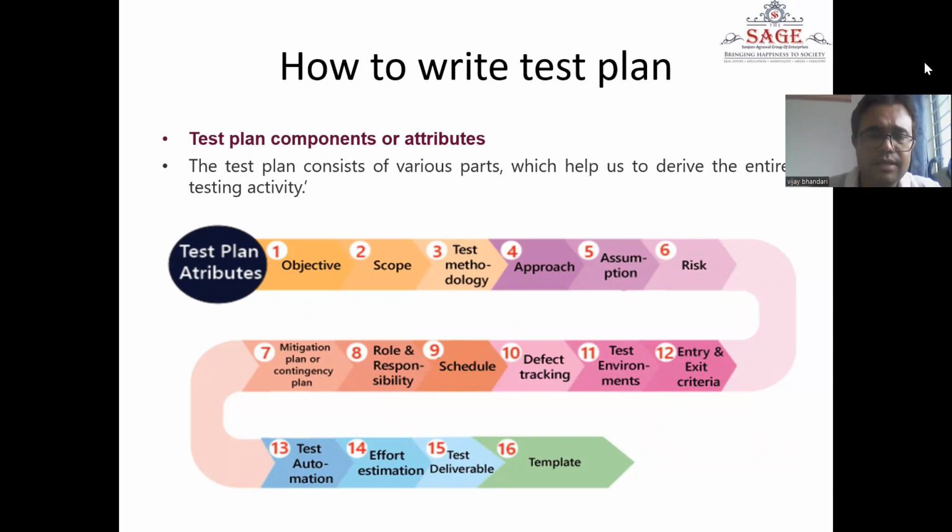You can see here the objective, scope, testing methodologies, approach, assumptions, and what kind of risks we will face, the mitigation plan or contingency plans, roles and responsibilities, what the scheduling is, what the defect tracking is, how we track the defects, the test environment, and the entry and exit criteria. After this, test automation, effort estimation, test deliverables, and templates. So all the attributes depend on the test plans, right?